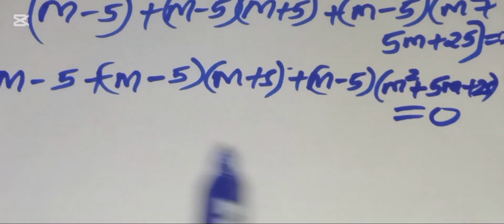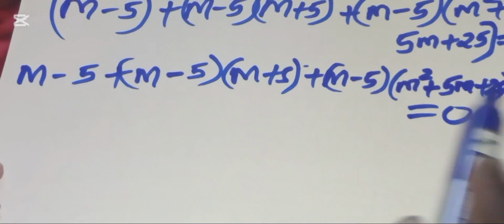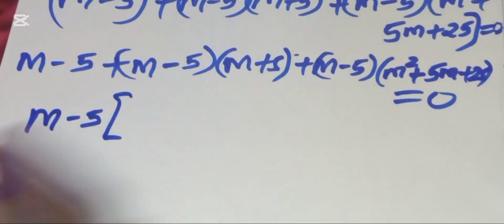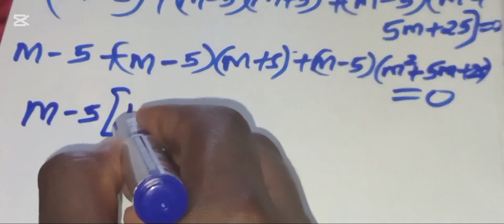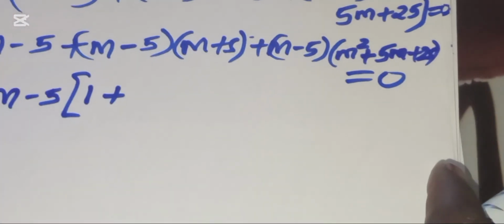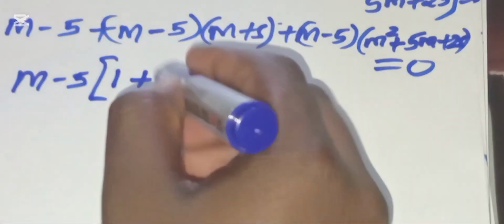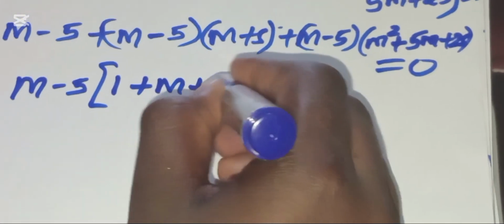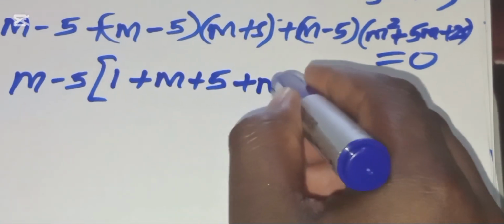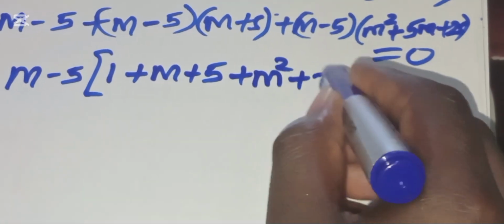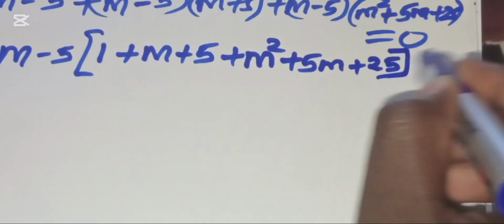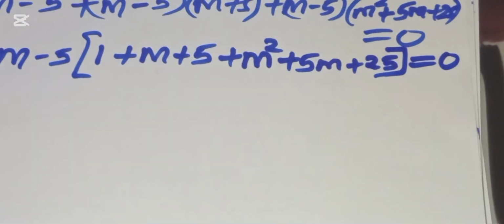As you can see, m minus 5 is common, so we can factor out m minus 5 into the bracket. We'll have 1 plus m plus 5, plus m squared plus 5m plus 25. Close the bracket. This is equal to 0.